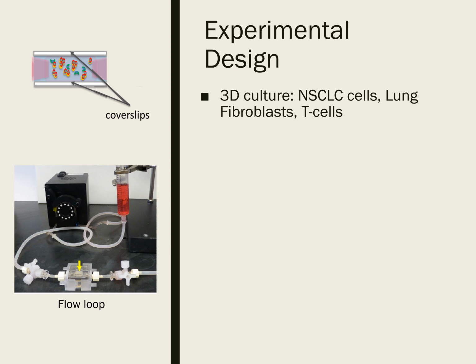So this 3D model was used to co-culture 3 different cell types. We had our lung cancer cell line H358, which we labeled red using the lipophilic dye PKH26. We also had the lung fibroblast cell line IMR90, which we labeled green using the lipophilic dye PKH67, and we finally had our unlabeled Jurkat T cells.